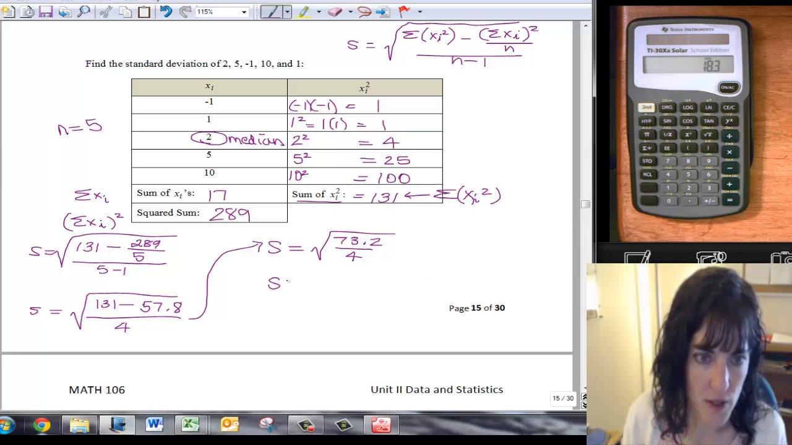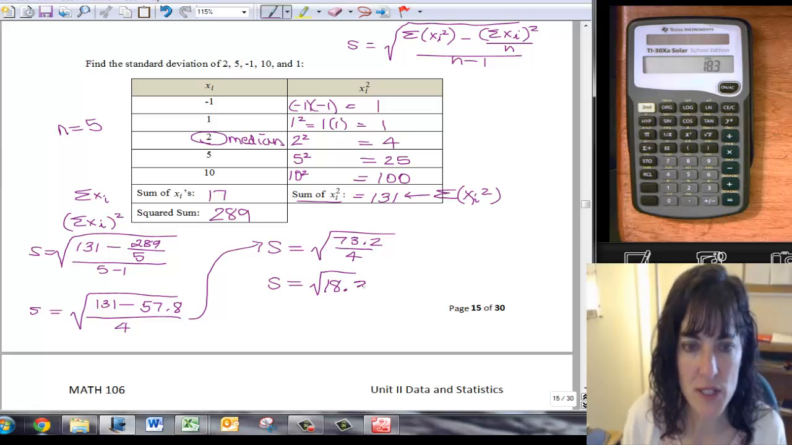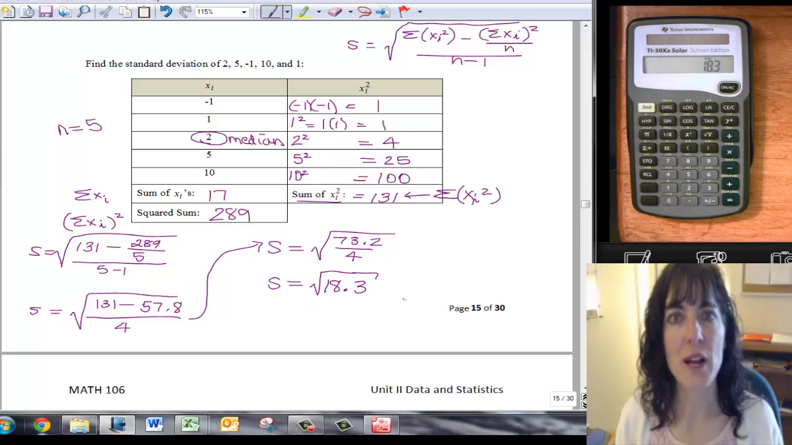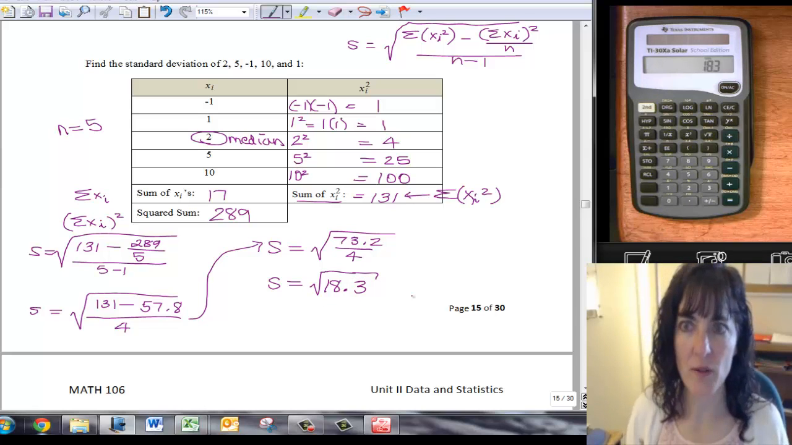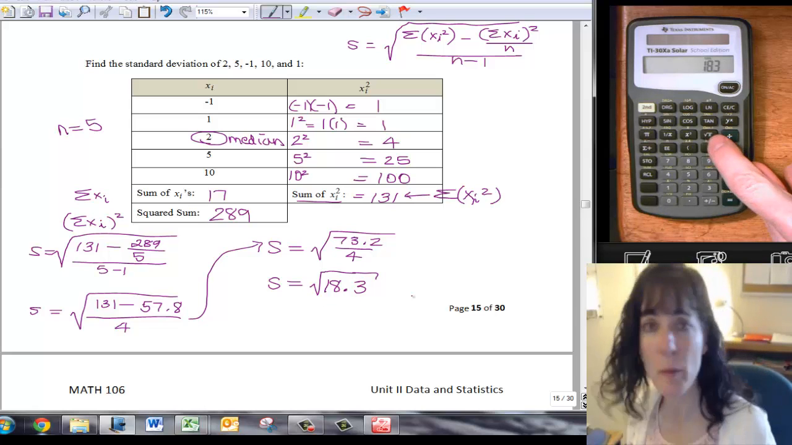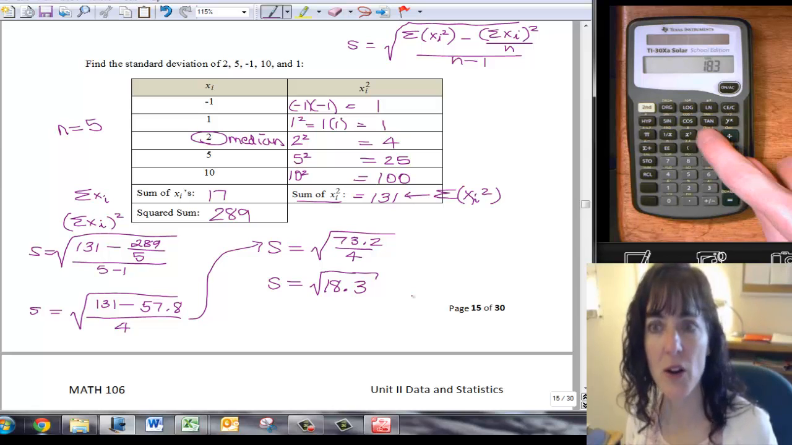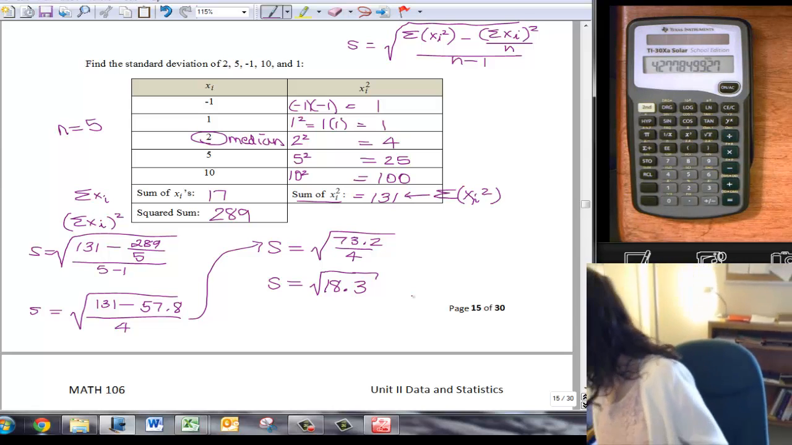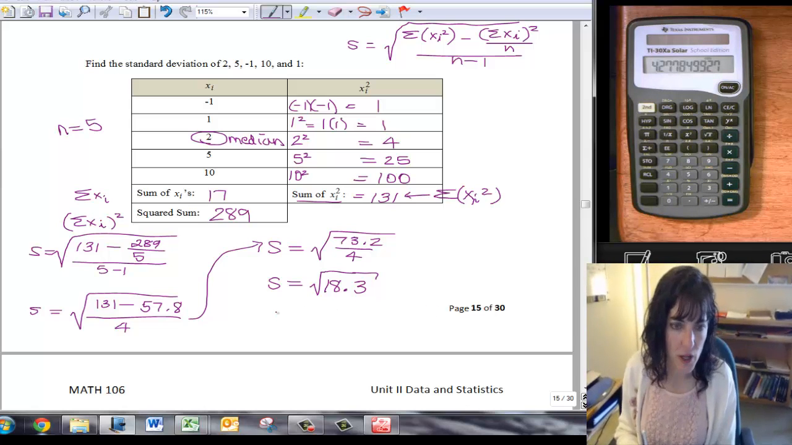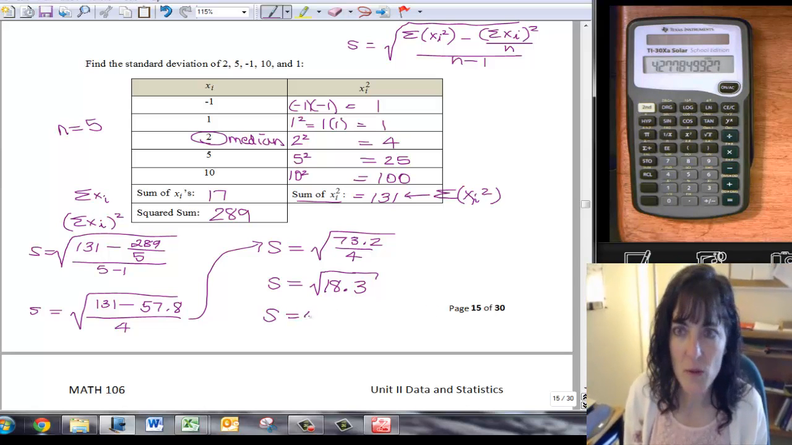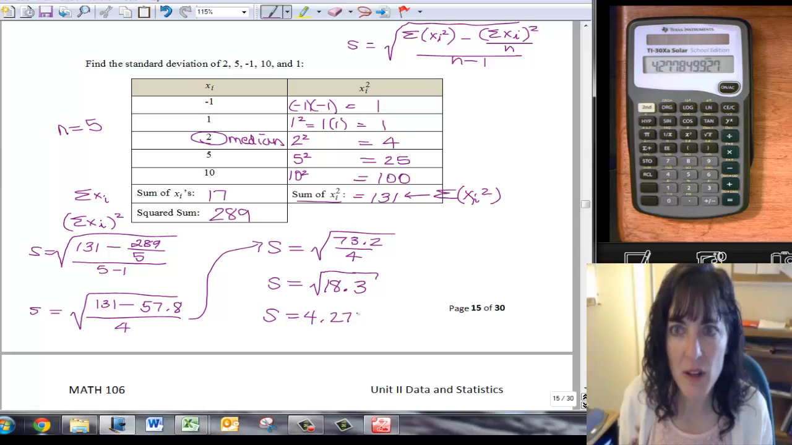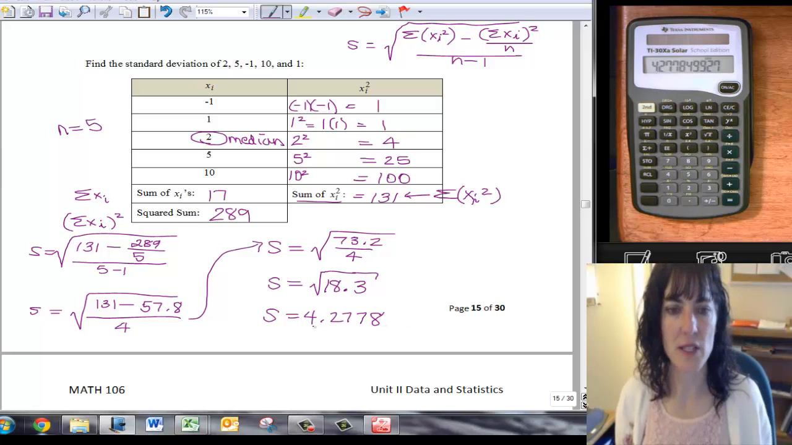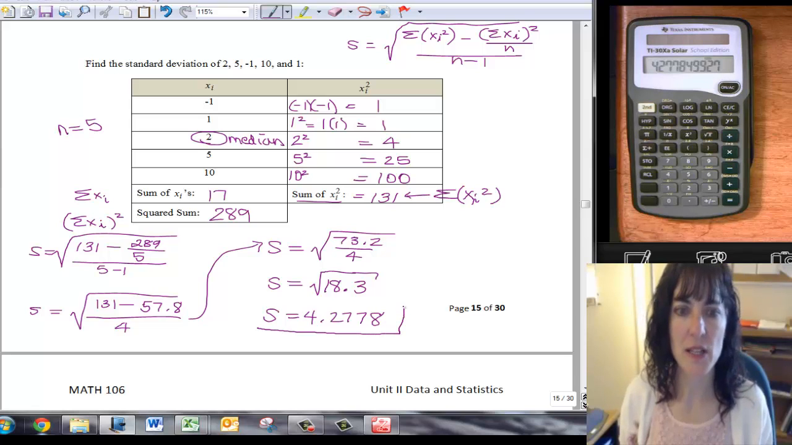So I'm still underneath the square root, but I am now down to just an 18.3. So I need to now take the square root of the 18.3, and to do that, remember, it's this square root key right here. So I'll just push the square root, and I get a 4.27, so my S equals 4.2778, and the next digit's a 4, so I'm going to leave it as an 8. So there's my standard deviation.